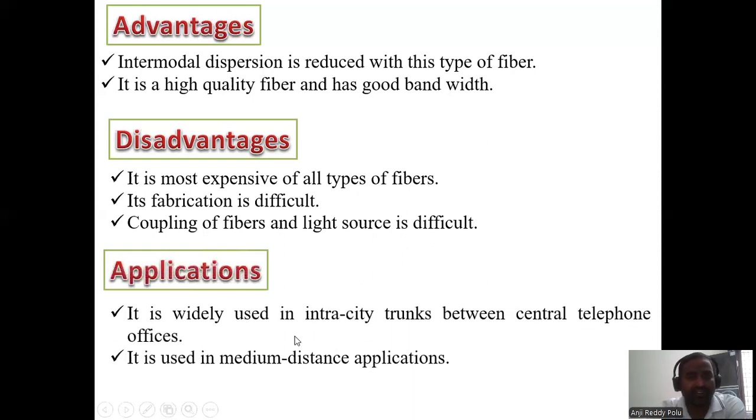Applications: it is widely used in intracity trunks between central telephone offices, and in medium distance applications. Particularly, step index single mode we can use for long distances, step index multi mode for short distances, and graded index multi mode for medium distances. This is about the types of optical fibers based on refractive index profile.